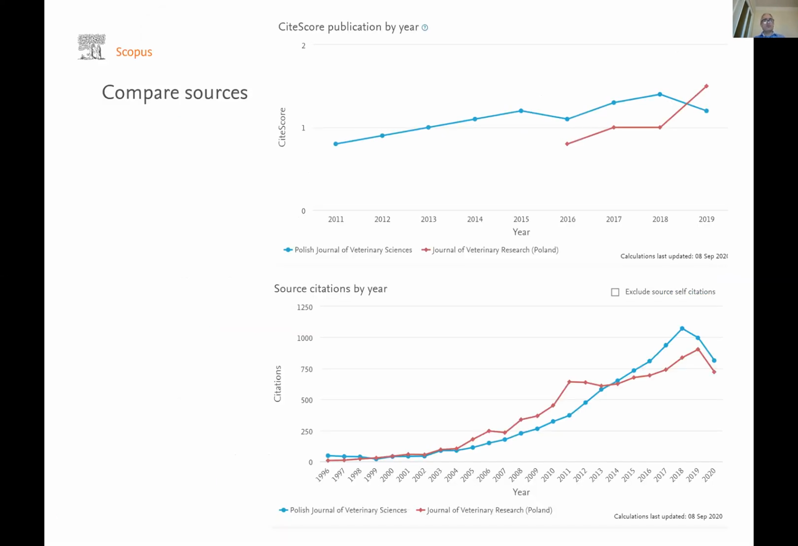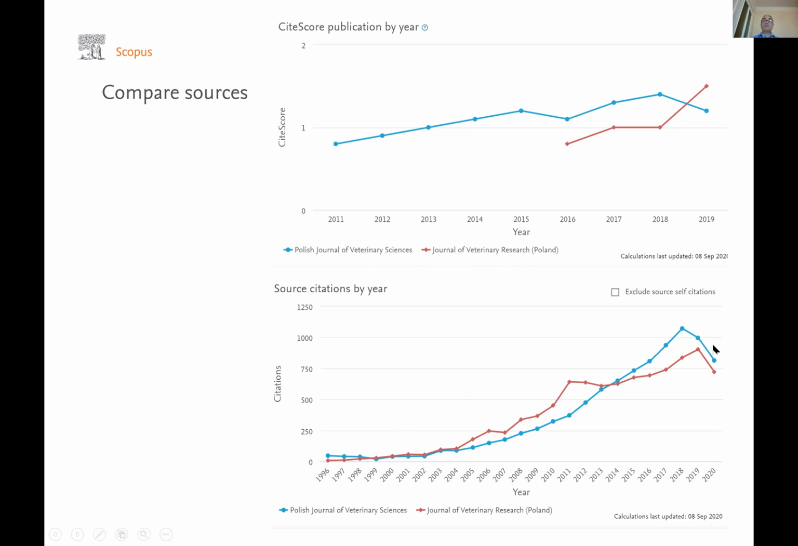We can use Scopus. Scopus is useful for comparing journals, and as a journal editor, I also use this platform to compare different journals. You see now, I compare Polish Journal of Veterinary Sciences with Journal of Veterinary Research, two Polish journals in the field of veterinary science. And I see that both are promising journals in terms of citations because their CiteScore is increasing. There is a trend telling us about an increase of citations.